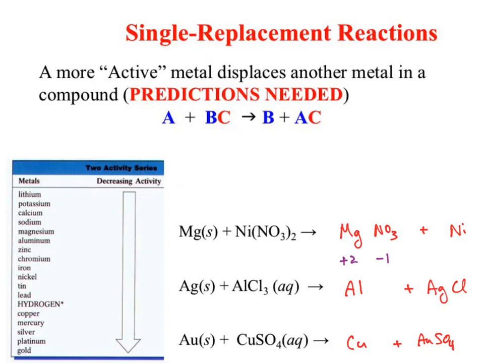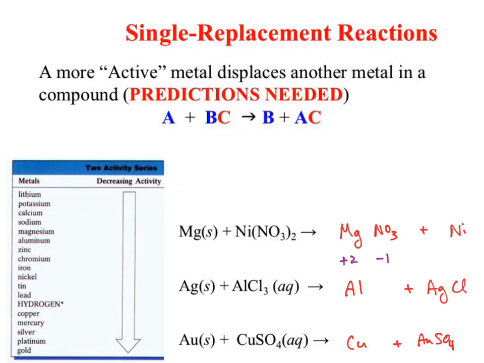So magnesium is a +2, nitrate's a -1. How do I know that? You're supposed to know it. For the magnesium, you could make an argument that you can figure it out from the periodic table. That's cool. You can do that. Or you can just straight up memorize it. For the nitrate, there's no trick. You just got to memorize it.